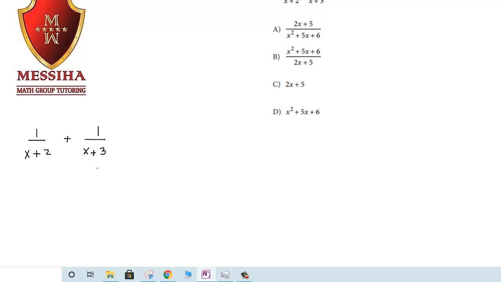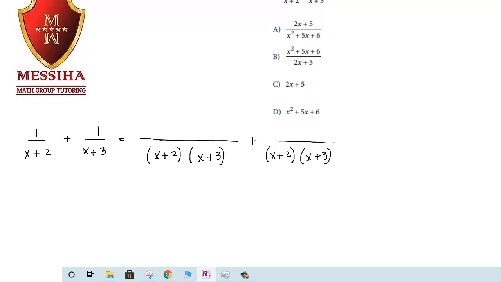First of all, I see the denominators are different, and we know in any addition of fractions we need to have the same denominator for both. So that means I can make both denominators x plus 2 times x plus 3. To make the first one have the denominator x plus 3 times x plus 2, I need to multiply by x plus 3. And to make the second denominator x plus 3 times x plus 2, I need to multiply by x plus 2.